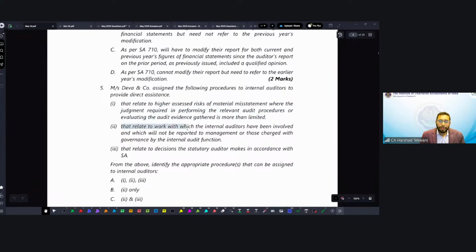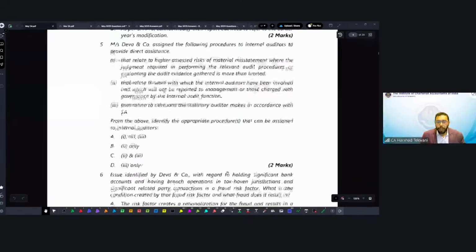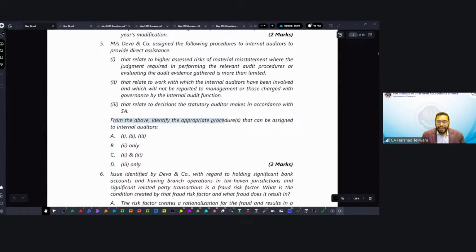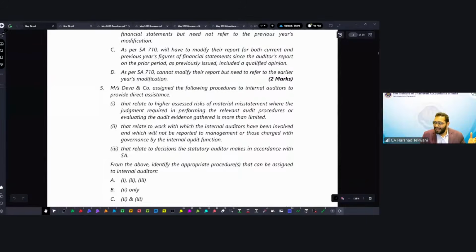Two, that relate to work with which the internal auditors have been involved and which will not be reported to management and those charged with governance by the internal audit function. Third, that relate to decisions that the statutory auditor makes in accordance with the SAs. Now, from the above, identify the appropriate procedure that can be assigned to internal auditors. Based on the case scenario that we discussed, identify the areas or the procedures which can be assigned to internal auditors.